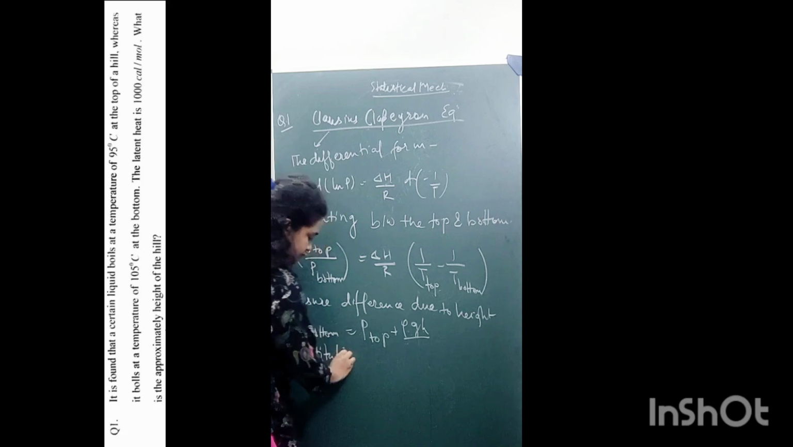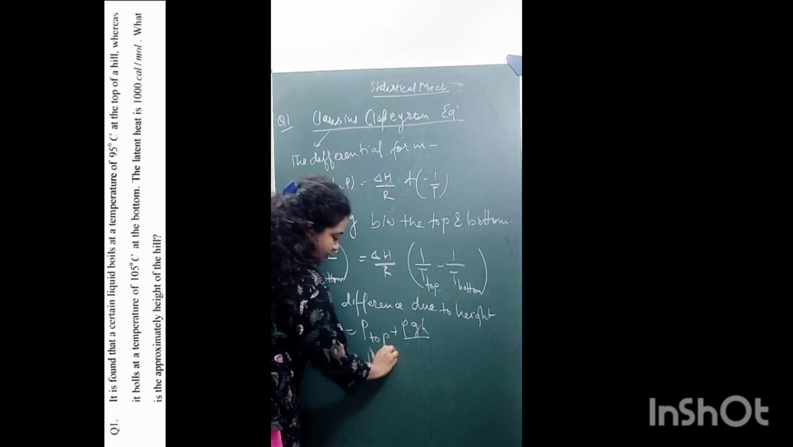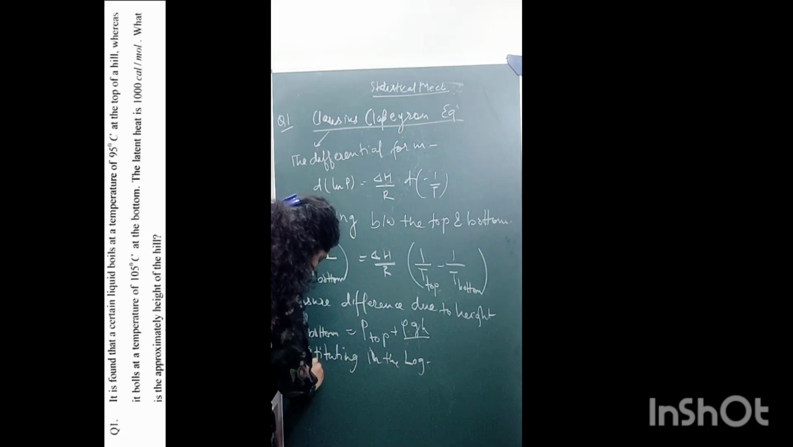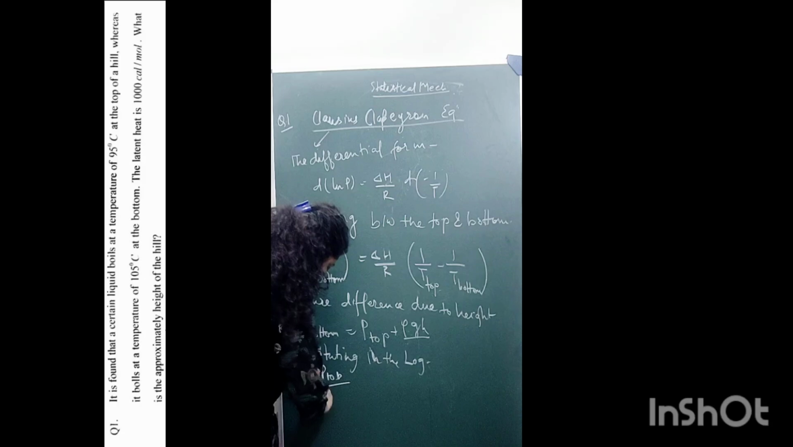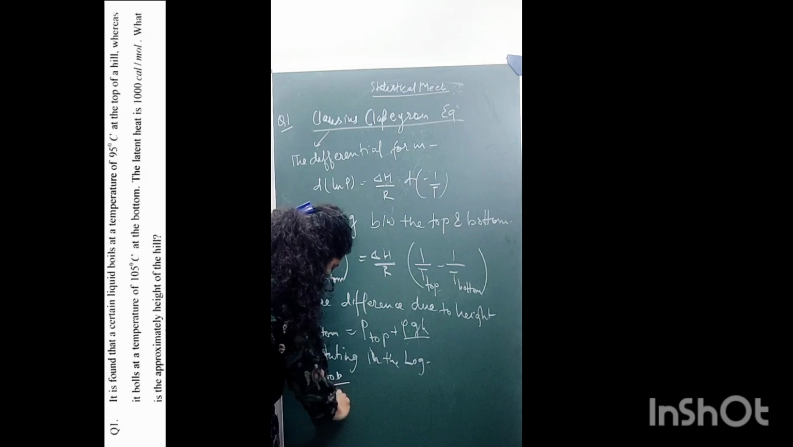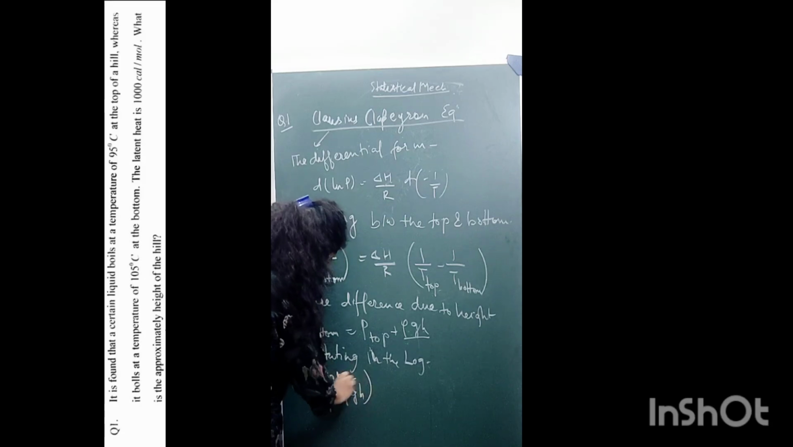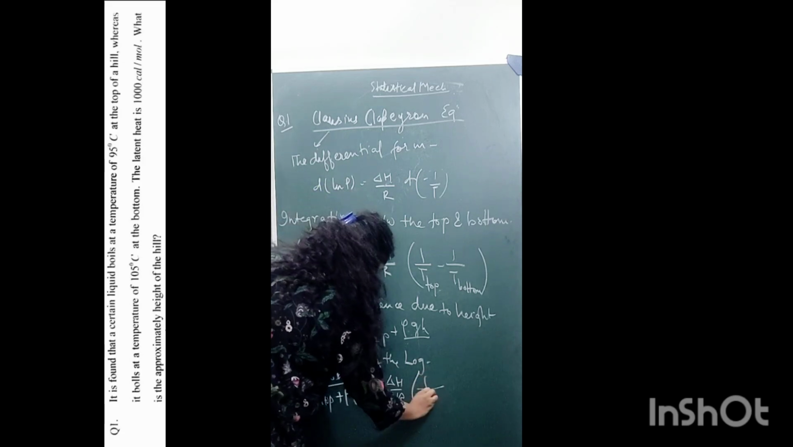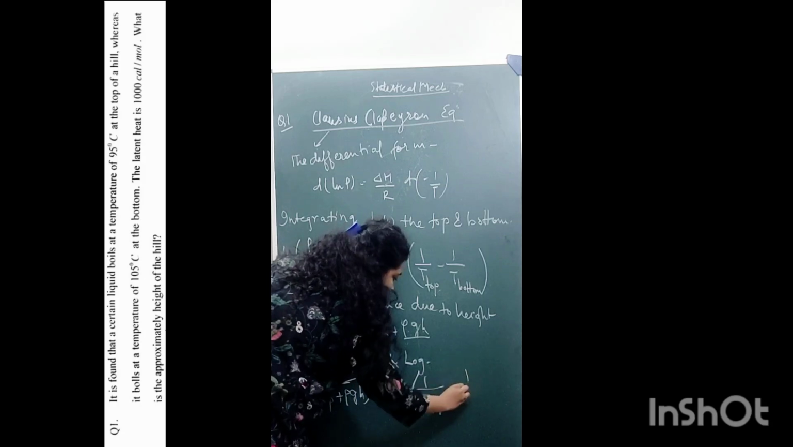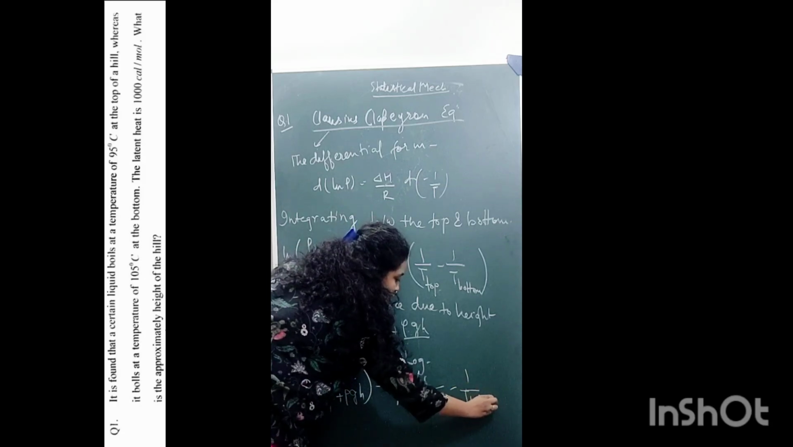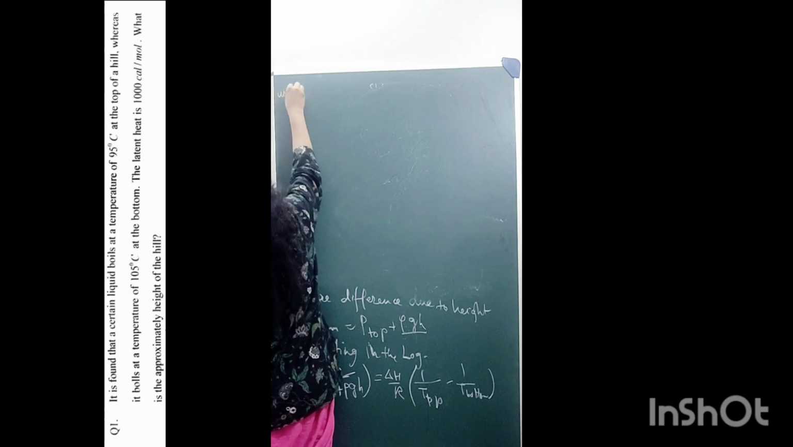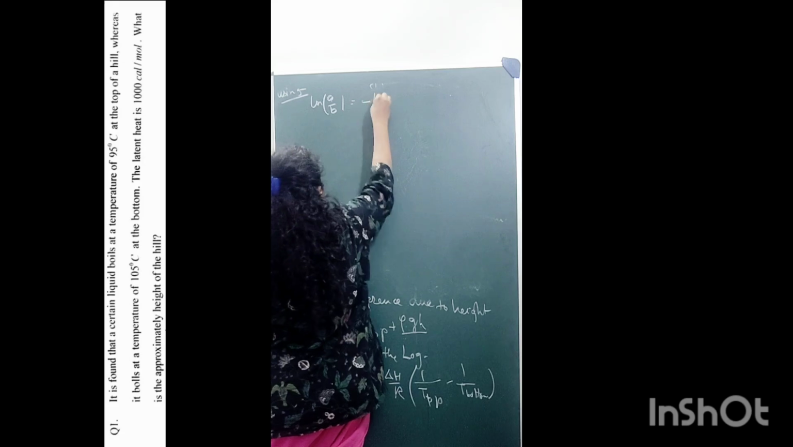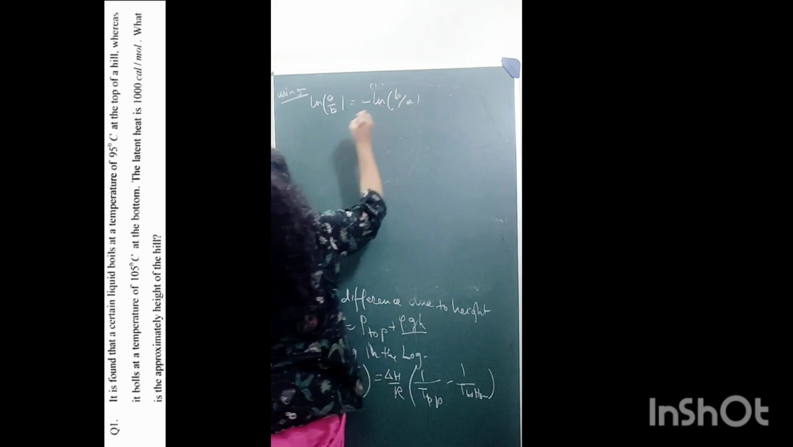Substituting in the logarithm, what I will get? Ln of P top upon P top plus rho gH is equal to delta H by R times 1 upon T top minus 1 upon T bottom. Okay. I know that I will use one thing, that is ln of A upon B is equal to minus ln of B by A, right? So I will use this.